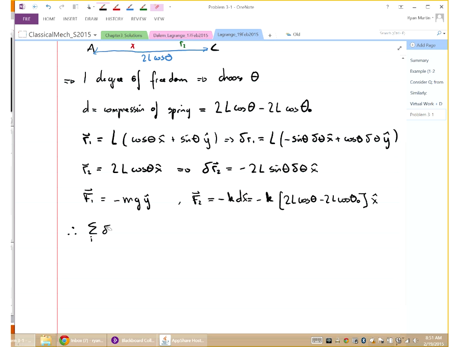Alright, so now I have everything I need to calculate the total virtual work. So the total virtual work is F1 dotted with delta R1. F1 only has a y component, which is minus mg, and so it's going to be minus mg times the y component of delta R1. So that's going to be minus mgL cos theta delta theta.